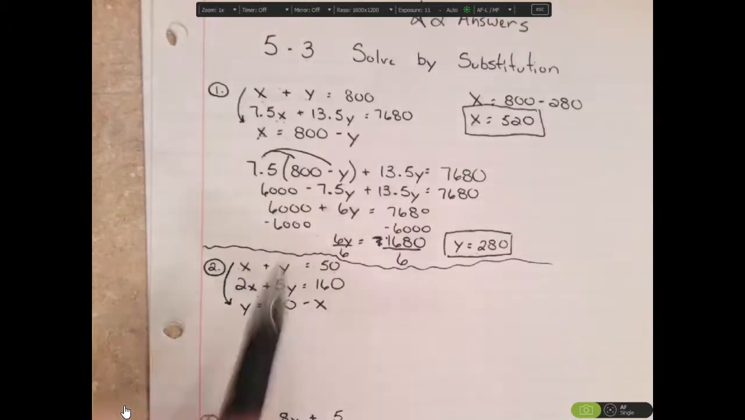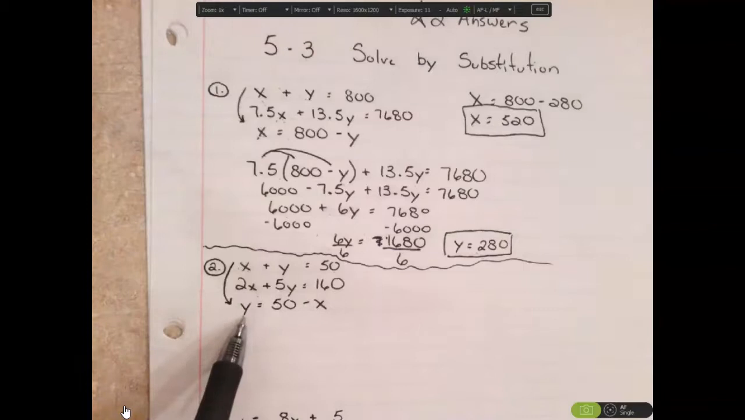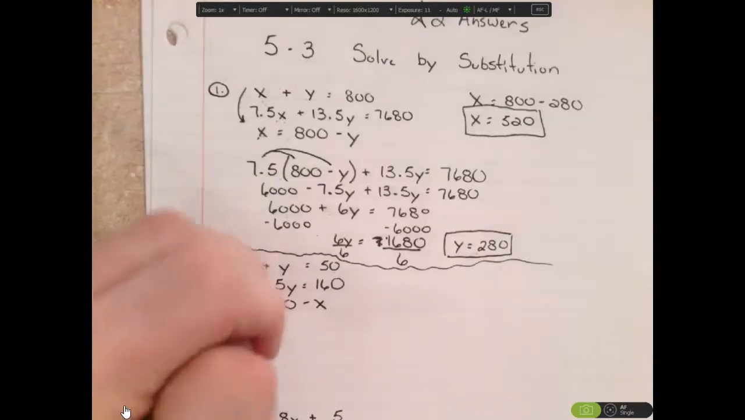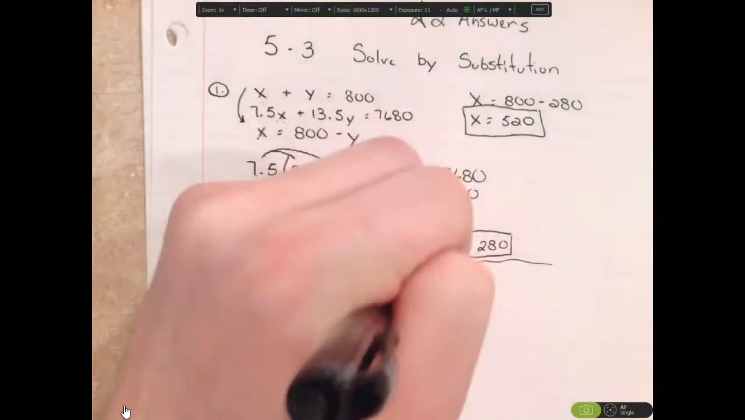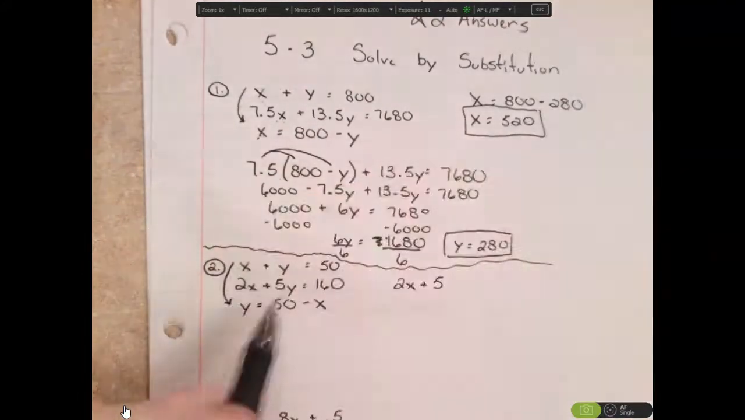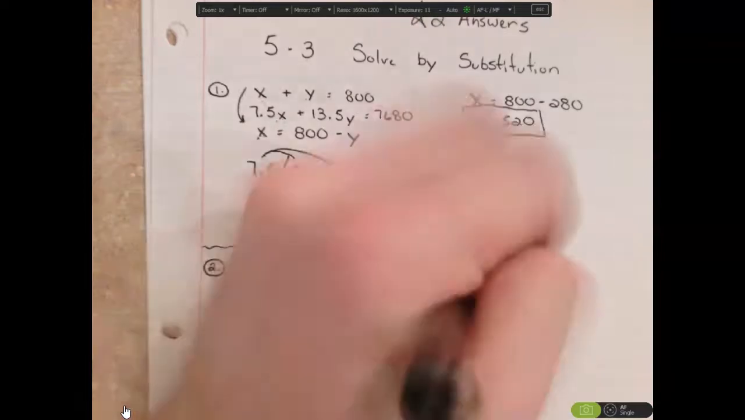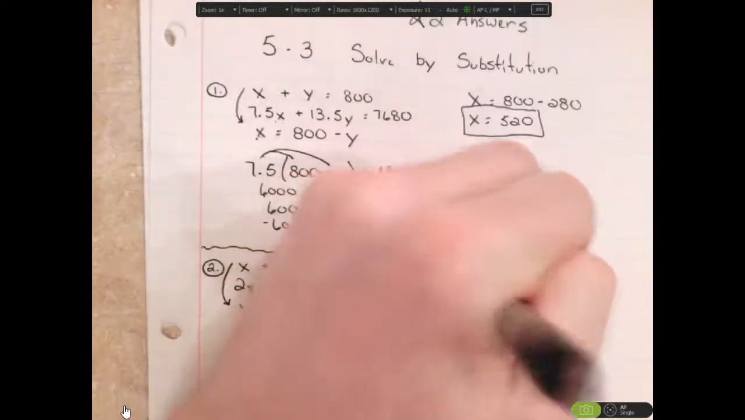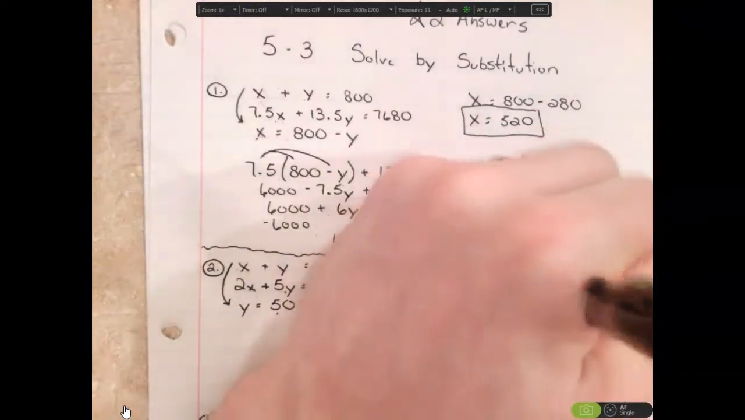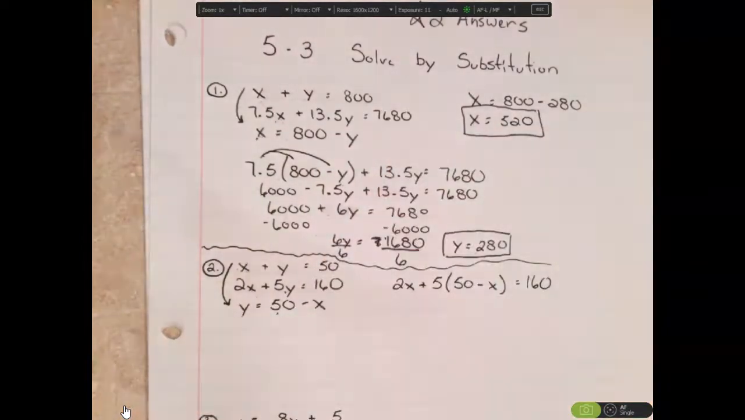So now I have y equals, I have a variable equals something. I can now begin to substitute just like what I did up top here. So everywhere I see a y, I'm going to plug in 50 minus x. So number 2, 2x plus 5. I came to a y, so now I'm going to plug in 50 minus x. Finish writing your equation, equals 160.